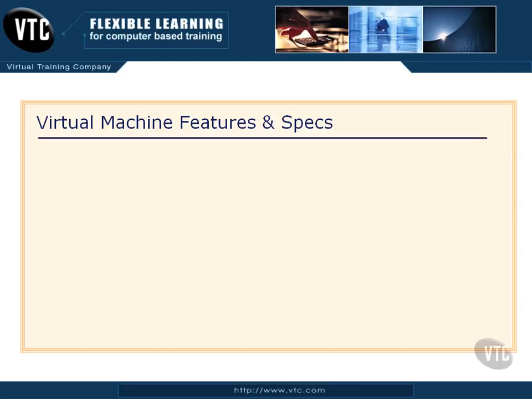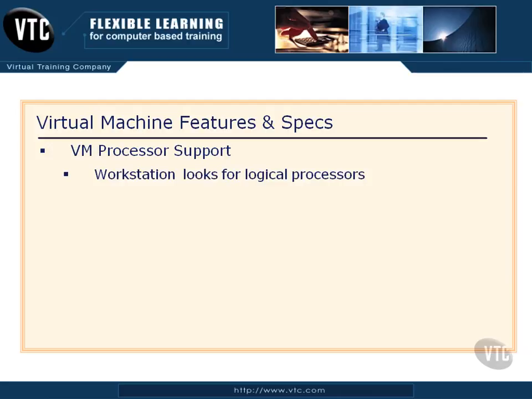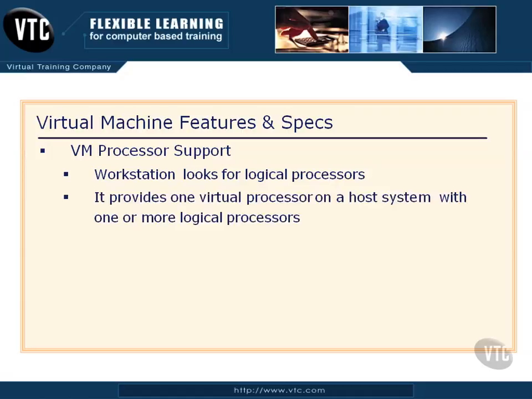No doubt it's going to take more than one video to get all this in. So this is part one. Let's start off talking about the processor in a VMware Workstation virtual machine. Workstation is going to be concerned with logical processors, because when it begins to think about how am I going to virtualize processor functionality, how many logical processors can I work with? Just one, two, whatever. It's going to provide one virtual processor on a host system with one or more logical processors.